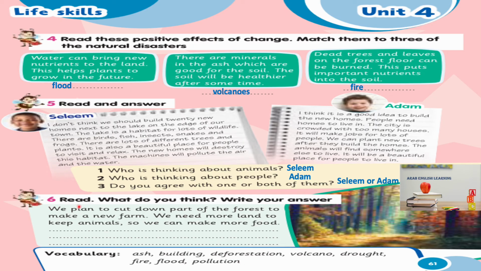Exercise 6. Read. What do you think? Write your answer. We plan to cut down part of the forest to make a new farm. We need more land to keep animals, so we can make more food. What do you think you should write here? You should cut trees, or you should try to save new places for animals, or you will leave the trees as it is. So write your own opinion. What do you think?